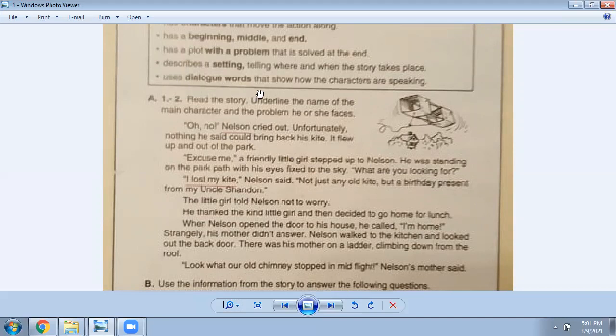Okay, so it asked us to underline the name of the main character. So we have for characters Nelson, we have the girl at the park, and we have Nelson's mother. But the main character in our story, the character that the problem is happening to in our story, is Nelson. So Nelson is our main character, so we underline his name. The problem in our story is that he loses his kite. So the problem is, "I lost my kite," Nelson said.